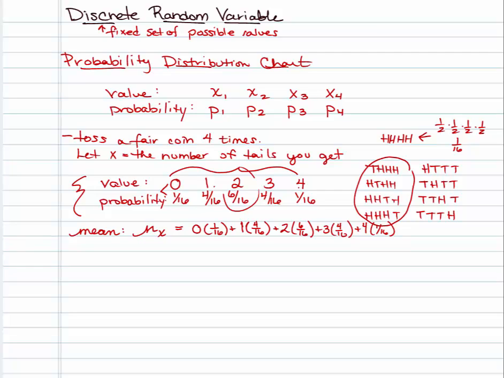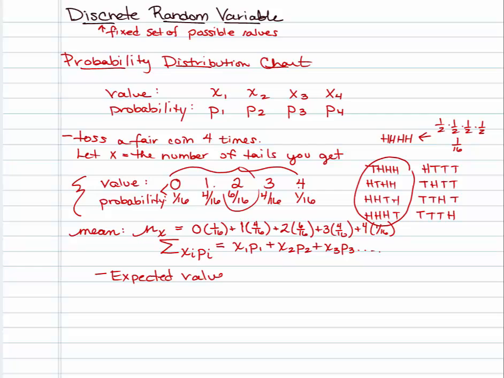So another way to write mean would be the sum of x_i p_i, which is the multiplication of x and p, the value and its probability. What it would look like is the probability multiplied by the value, added to the second one and the third one, etc. Sometimes this is also called the expected value.